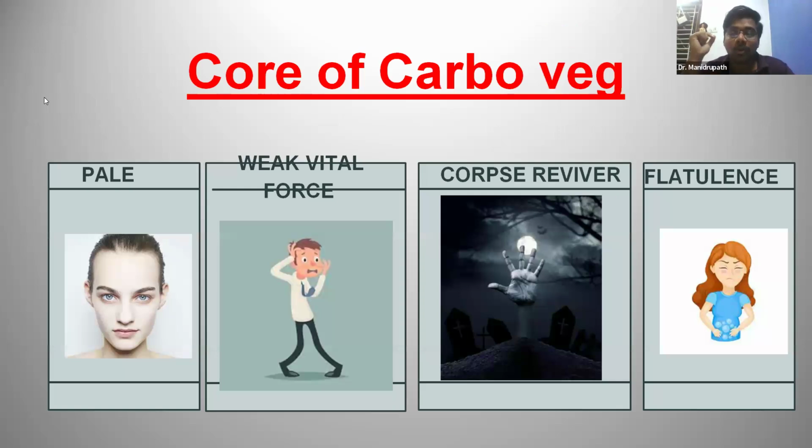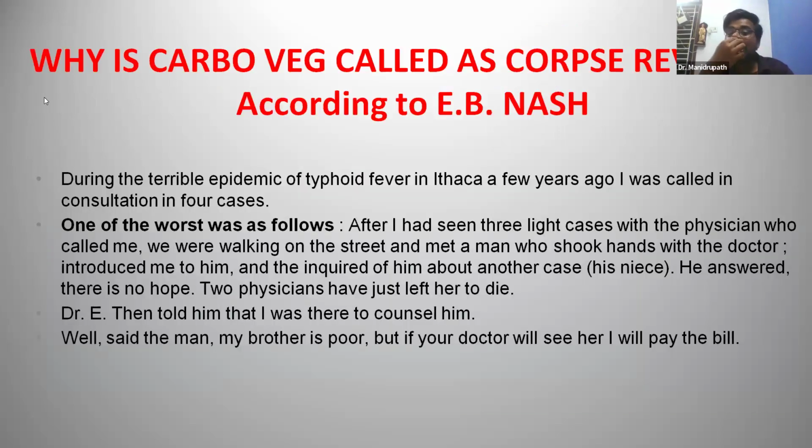So, what is the core of Carbo veg? Very pale face. I will tell you why Carbo veg has this pale face and how to identify it. Weak vital force due to sluggishness. And it is a saviour of life, and flatulence. These four will give you the core of Carbo veg. Now, why is Carbo veg called a saviour of life or corpus reviver according to E.B. Nash?